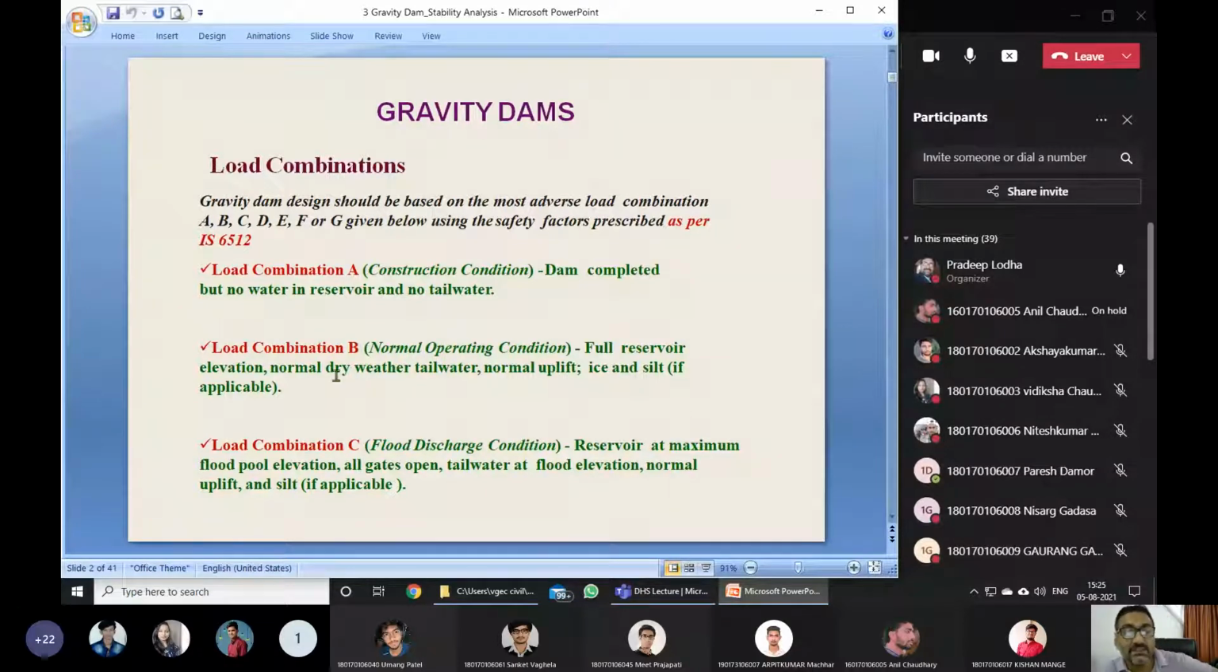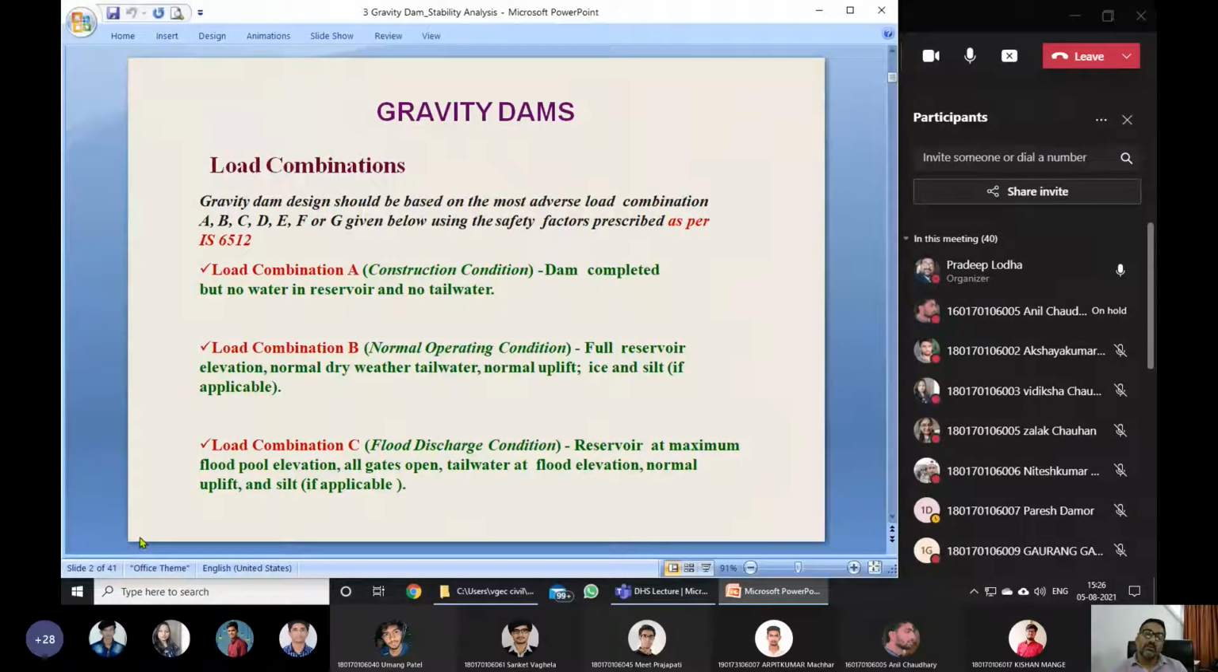Then comes the third condition: in case of flood, what happens? So the flood discharge condition. These are three basic conditions. In this condition, because we are considering the HFL height, that would lead to more uplift, more hydrostatic pressure, more wave pressure with this combination. So reservoir at maximum flood pool elevation, all gates open, tailwater at flood elevation, normal uplift and silt if applicable. So this is the combination.